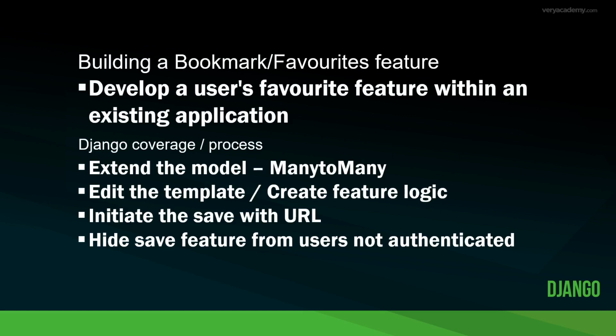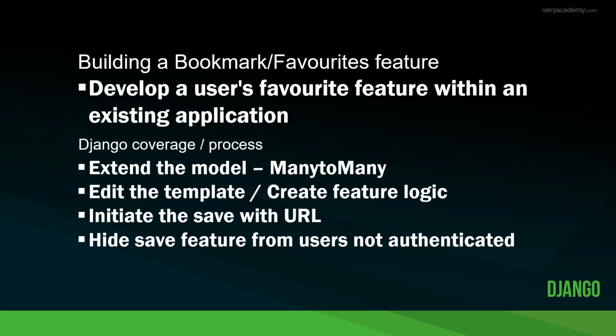So we have now built a user's favorite feature within an existing application. Hopefully you can go now and explore some of those features within your own application. It was a simple process. Hopefully you've seen that we've simply extended the model using a many-to-many. We've added a template to include a link, which is connected to the logic. And that logic literally is 5 or 6 lines where we're just gathering data about the user and the post and putting it inside of the model that we've extended.